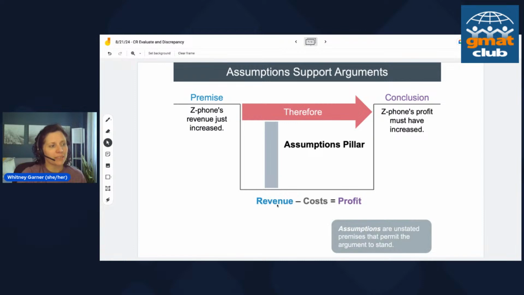We might go back to this idea that profit is revenue minus cost. So what do y'all think? What is a potential assumption that our author is working with? What might be a possible assumption that our author is believing without actually saying it out loud to us?